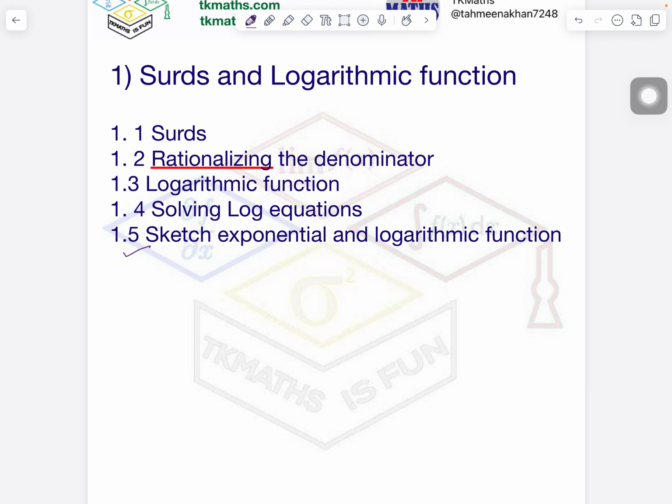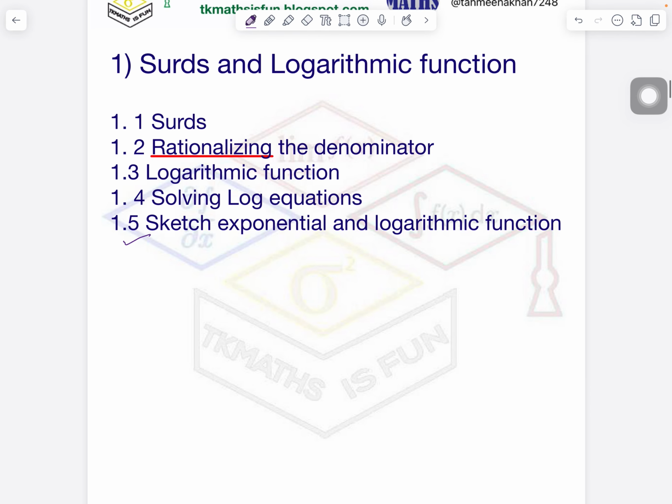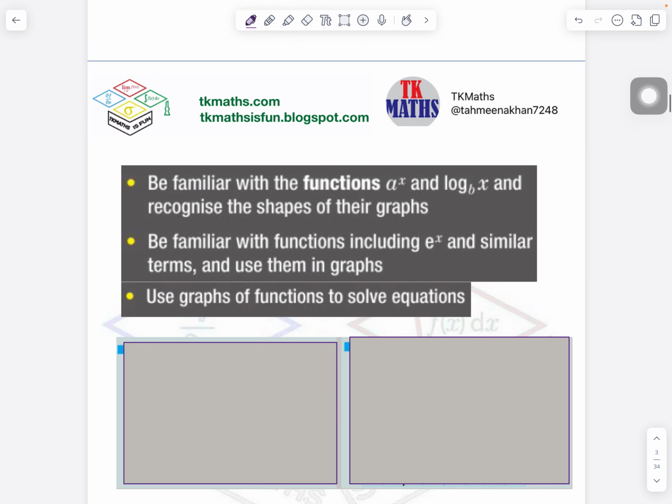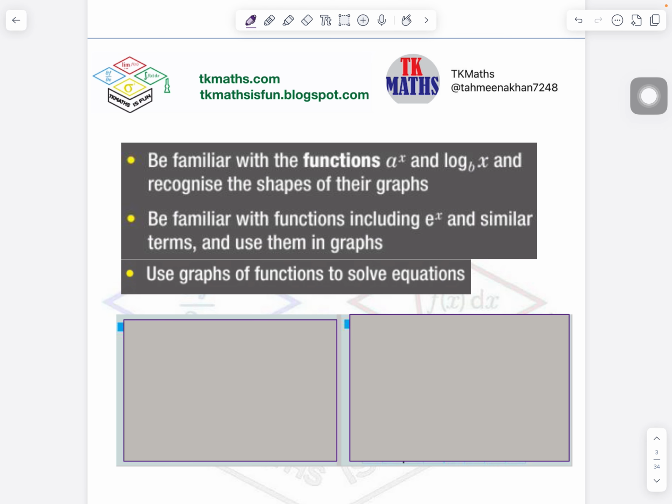And now this video is on a sketch of exponential and logarithmic function. There will be 2 videos on them because there are many graphs. So what strategy I have adopted to make the video short also? Initially, I have taken the images of the sketches to explain you the concept and help you to recognize the shape of their graphs. And afterwards, at the end, we will sketch few graphs.